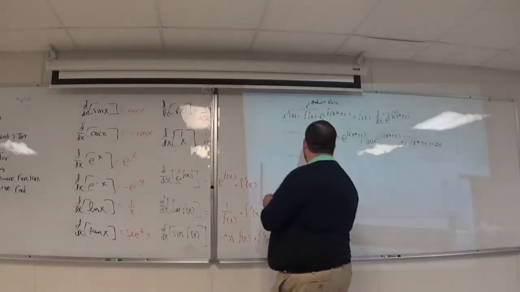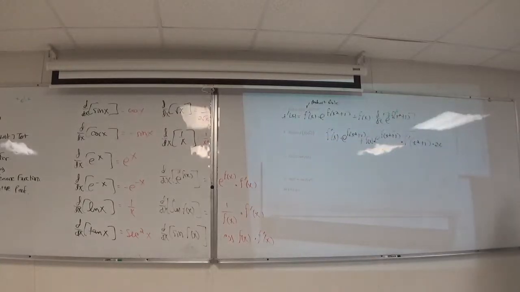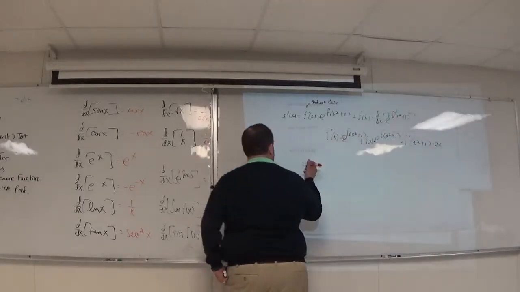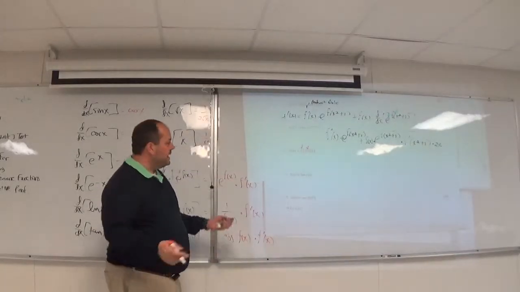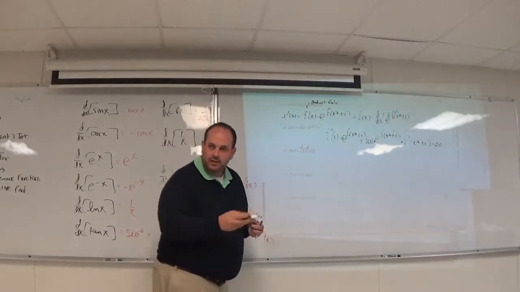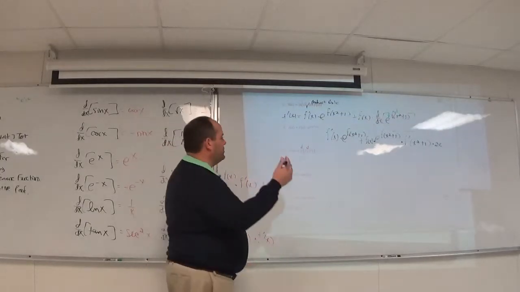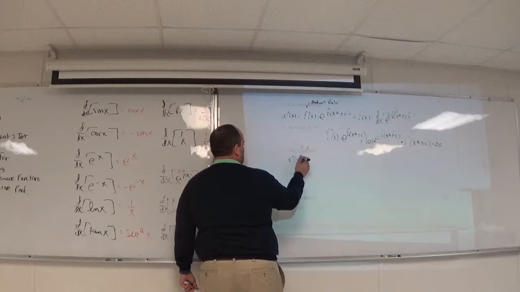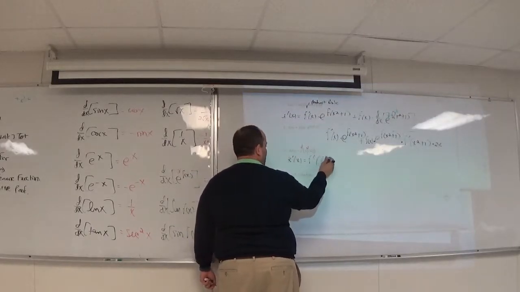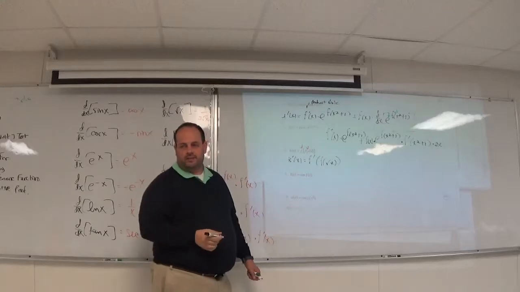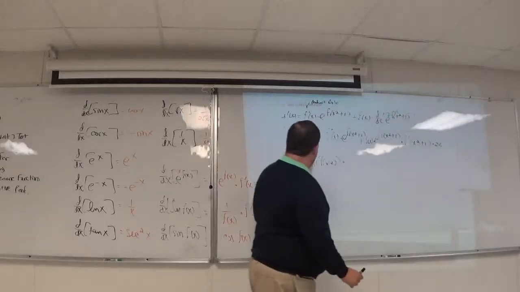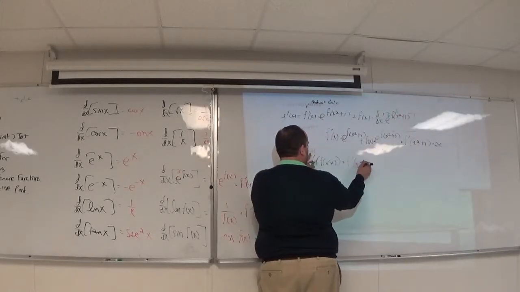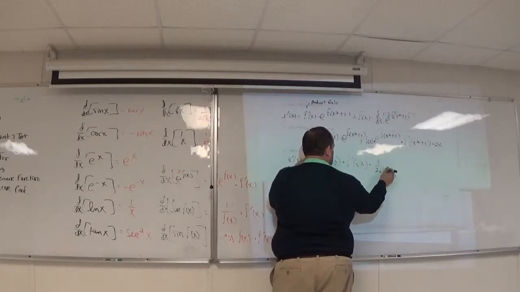Oh, is it a product? I just heard Carlos say f of square root of x. Guess what? Quotient rule. Take the derivative of the outside: f prime of the square root of x, times the derivative of f of square root of x, which is f prime of square root of x times 1 over 2 square roots of x.